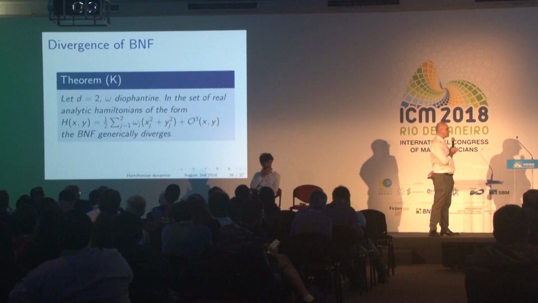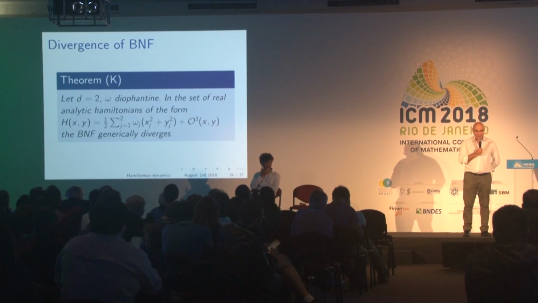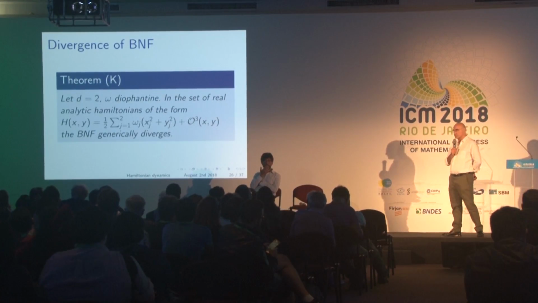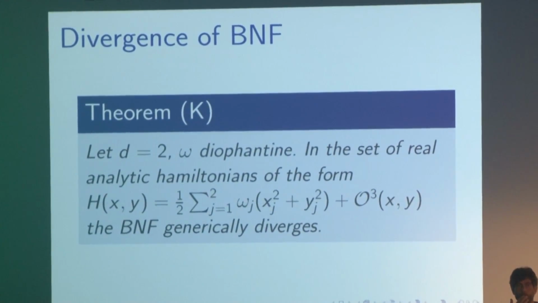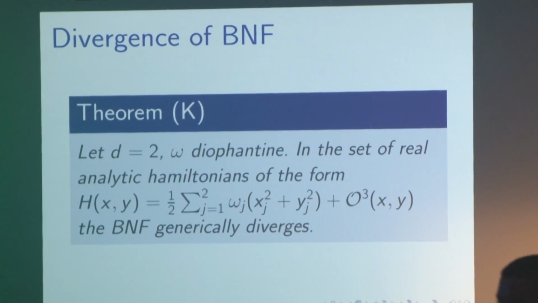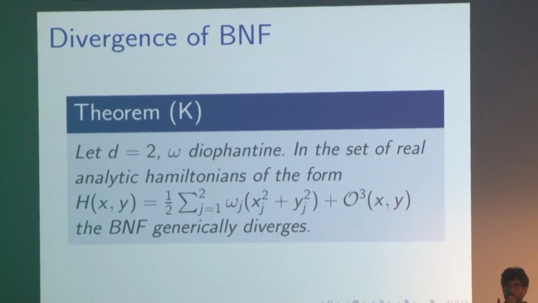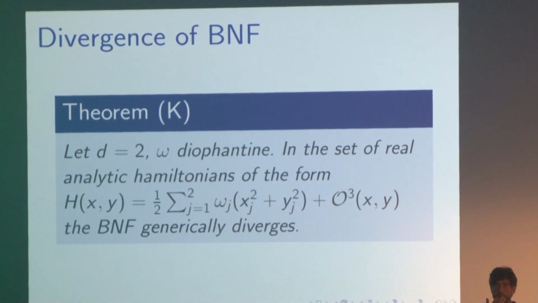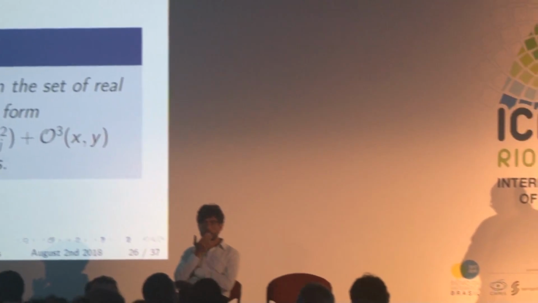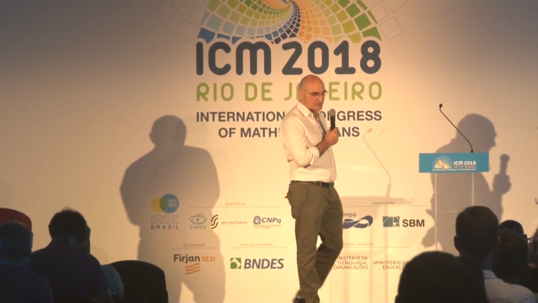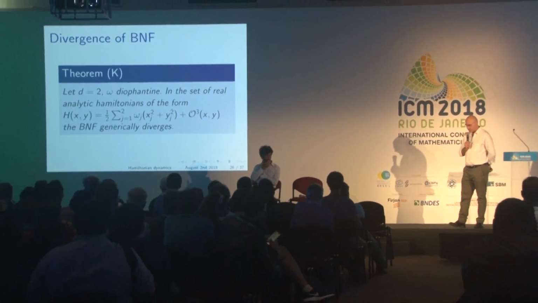Diophantine. So let's take d equal to 2. If you have omega Diophantine, then in the set of real analytic Hamiltonians, the Birkhoff normal form is generically divergent. In particular, you have this for any dimension. And this is also true not only for invariant elliptic fixed points, but also for invariant tori. If you take a torus with a Diophantine rotation number, you can find examples of divergent Birkhoff normal form. The proof exploits the analyticity of this H.